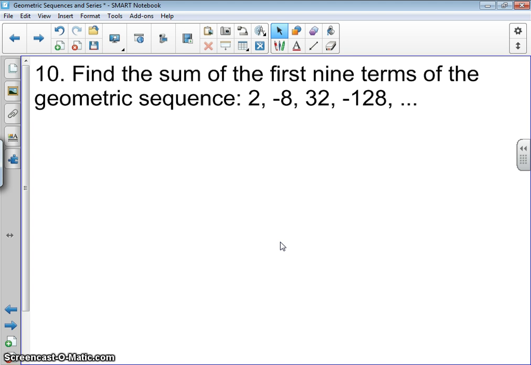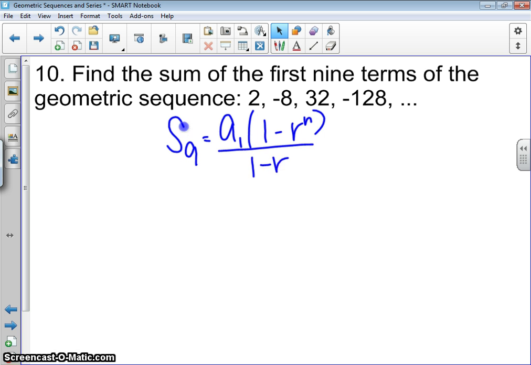We're going to look at a couple examples of how to use this formula. So we want to find the sum of the first 9 terms, S9, of the geometric series here. I'm going to go ahead and write my formula down: a1, 1 minus r to the n, all over 1 minus r. a1 is just going to be 2. r on this one is pretty easy to see that it's going to be negative 4. You need to make sure that whenever you have a negative r value, you put that in parentheses also. Then I'm going to raise it to the 9th power.